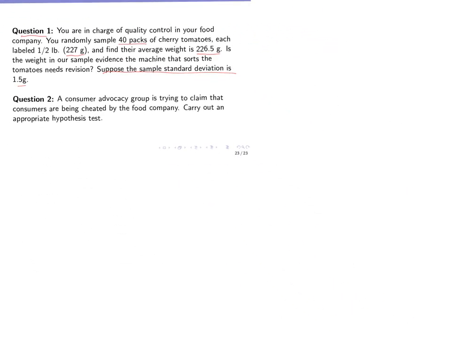So first things first, we are writing the null and alternative hypotheses, and I always like to write the alternative first. We are trying to show that the average is different from the listed weight of 227 grams. So the null hypothesis is the hypothesis of equality. That's the first thing we do.